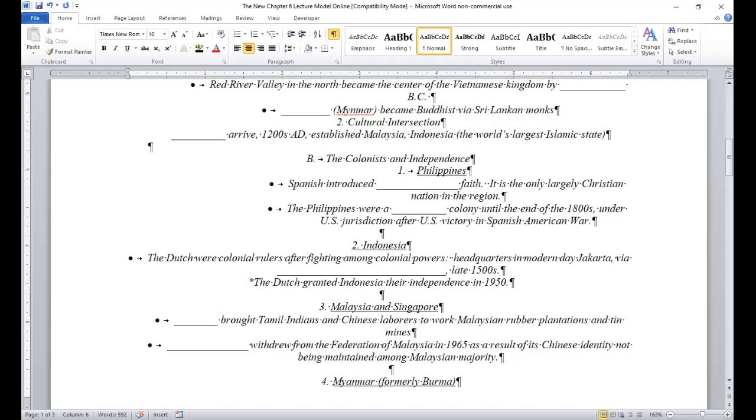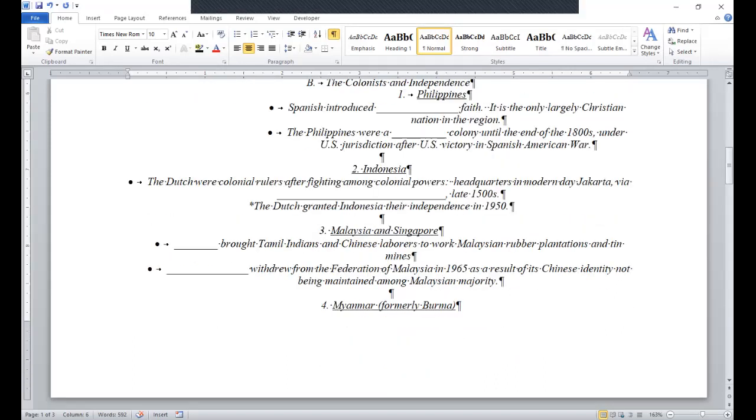The Spanish introduced the Roman Catholic faith to the Philippines, and it's the only largely Christian nation in the region. This is a result of being a former Spanish colony. The Philippines were a Spanish colony until the end of the 1800s. At that juncture, it became an American jurisdiction after the U.S. victory in the Spanish-American War over the Spanish.